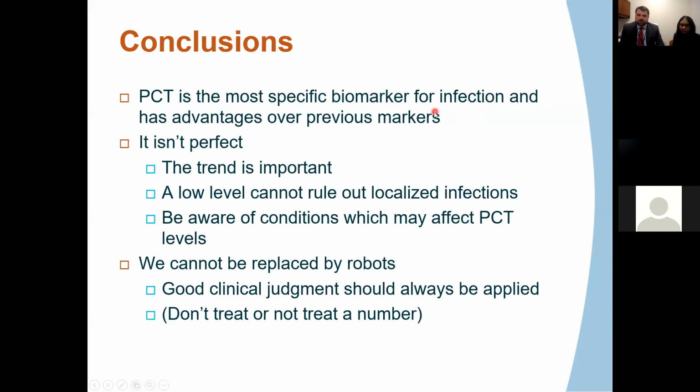So procalcitonin is the most specific biomarker for infection, and it has advantages over previous markers. It isn't perfect. The trend is the most important thing when you're thinking about procalcitonin. A low level cannot rule out infection. Be aware of conditions which may affect procalcitonin levels, like localized infections. We can't be replaced by robots yet, maybe someday, but good clinical judgment should always be applied, and we'd recommend always going with your clinical judgment, not basing your decision solely off of the procalcitonin. And don't treat or not treat a number. I wouldn't just order procalcitonin and say, this is my reason for treating or not treating.